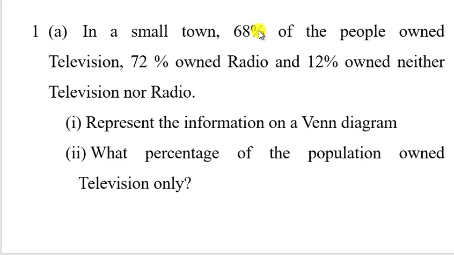For question 1A, in a small town, 68% of the people owned television, 72% owned radio, and 12% owned neither television nor radio. I, represent the information on a Venn diagram. II, what percentage of the population owned television only?